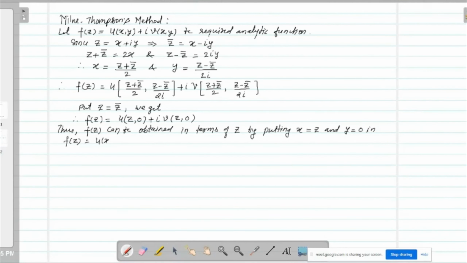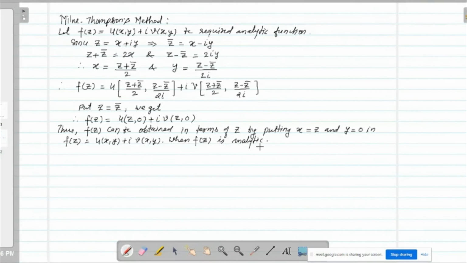U of x, y plus i v of x, y, where f of z is an analytic function. Okay, when f of z is analytic.